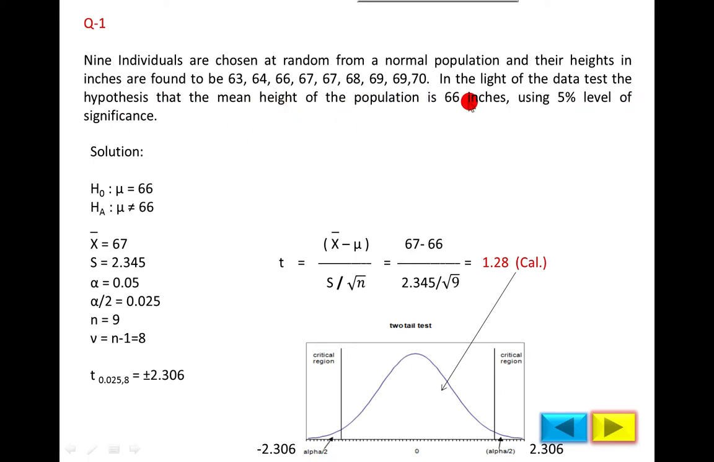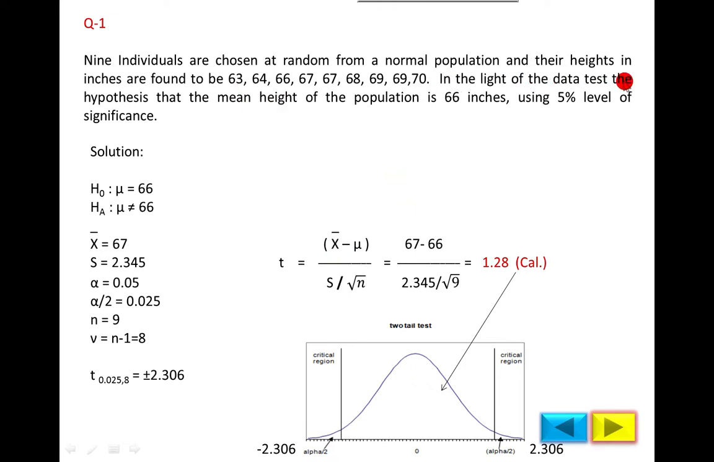So the mean height of the population is 66 inches, using 5% level of significance. 9 individuals means n is equal to 9. But first we write the null hypothesis and alternate hypothesis according to the sequence. The 9 individuals are selected randomly from a normal population, so this is the sample, and these are their heights in inches. You can calculate x bar, the mean of the sample data, and s, the standard deviation of the sample data, because we will use x bar and s in the formula.